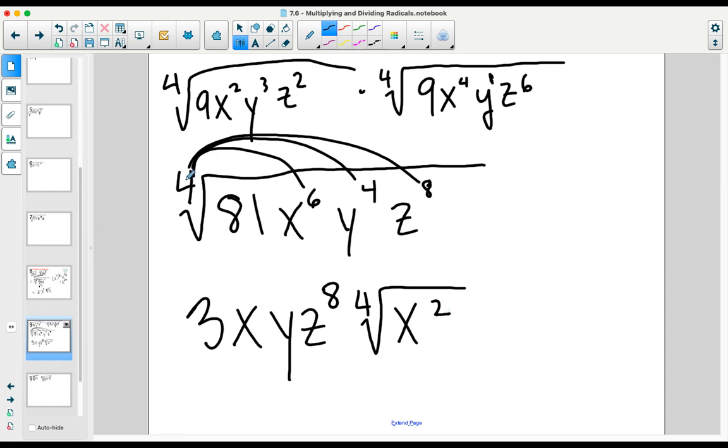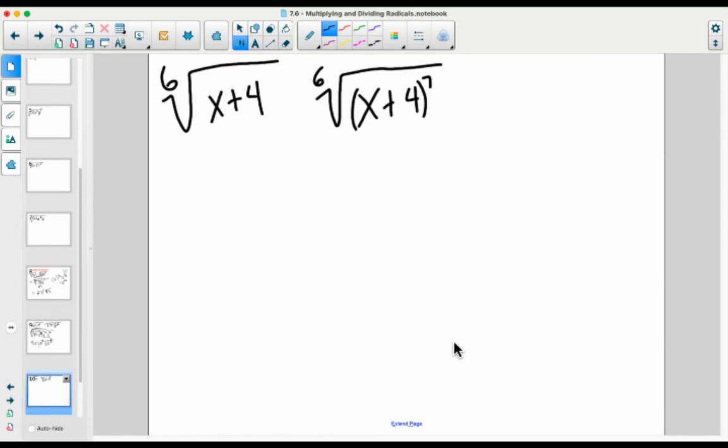So we see that that 4th root is going to apply to each one of the variables individually. We can imagine splitting it back up and doing them all separately. But because this number is not a multiple of 4, we're left with a couple of x's still inside of the radical.